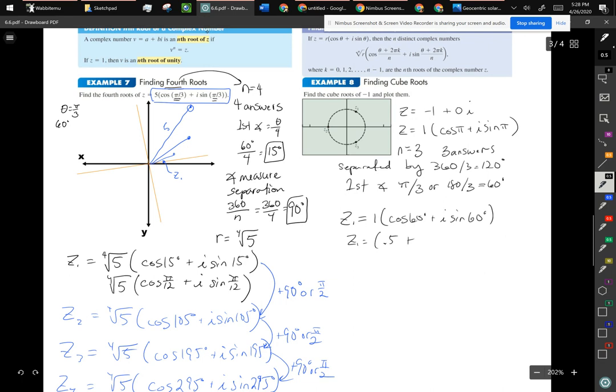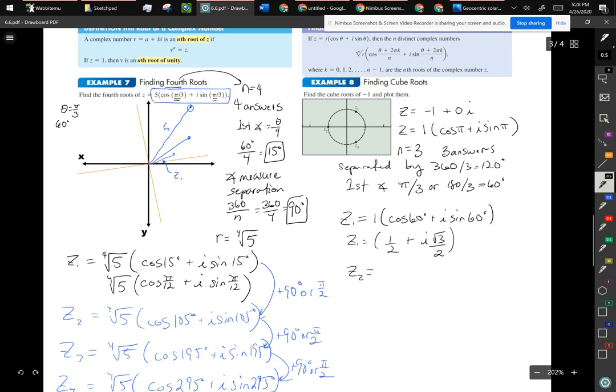plus i root 3 over 2. Actually, I should write 1/2 just so it looks nicer like that, right? That's your first root. z2, well, remember, from the first root to the next root, they're separated by 120 degrees.